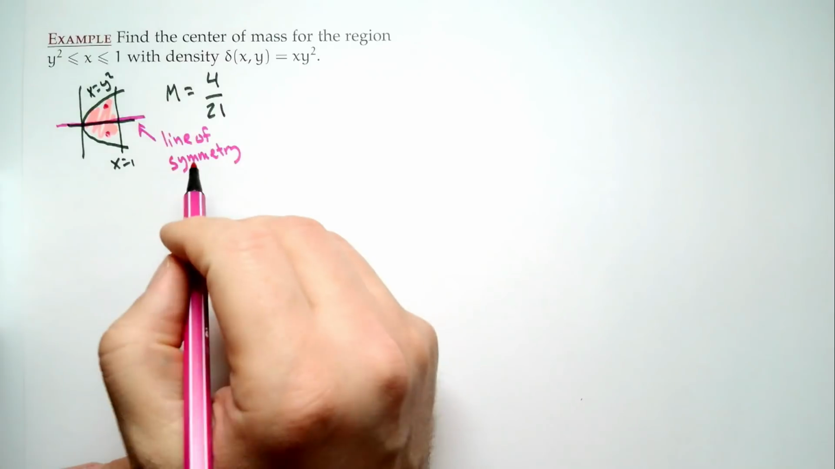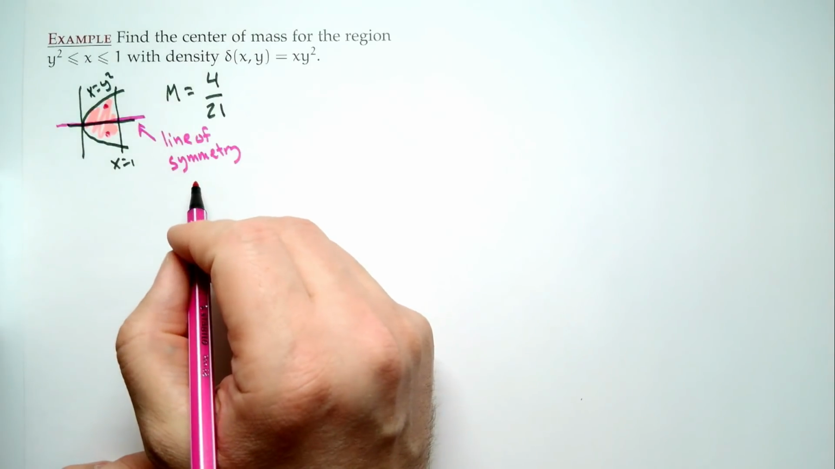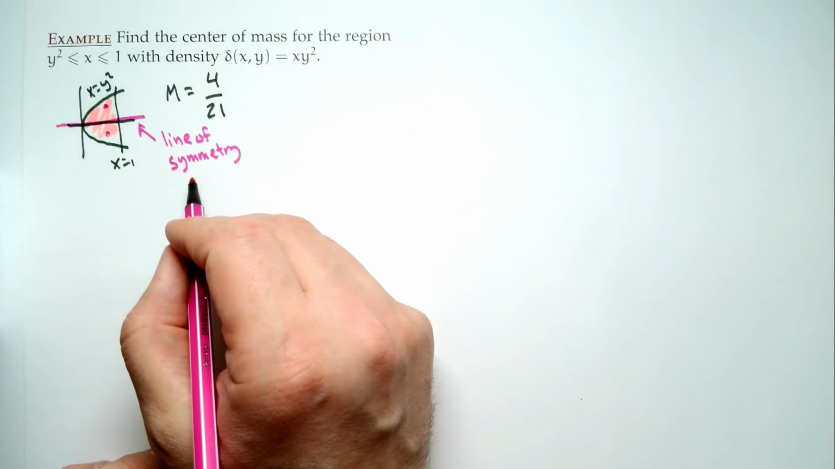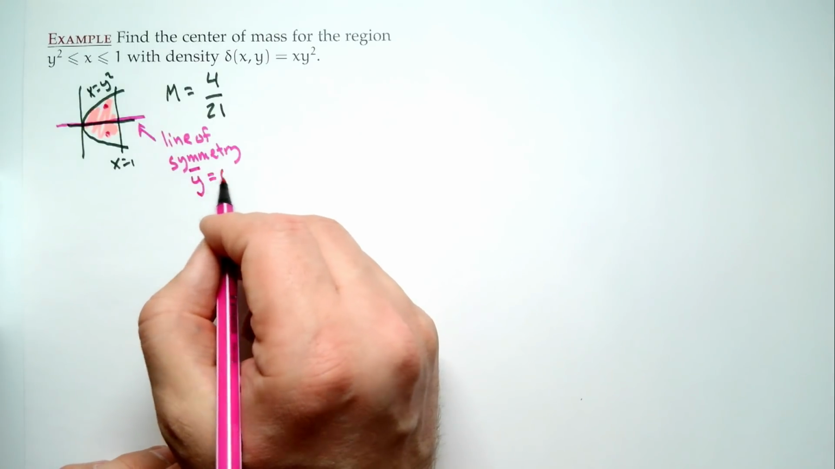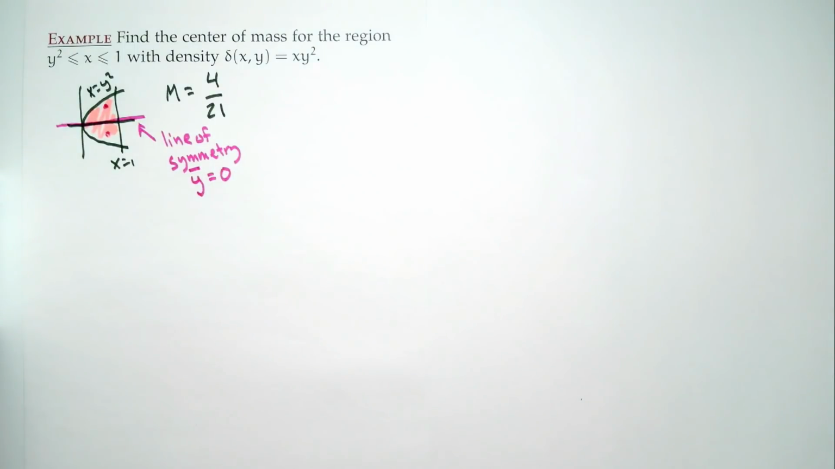So what can we conclude? Well, we can conclude y bar equals 0, because on that line my y-coordinate is always 0. So I find my line of symmetry. I'm halfway done. Amazing! We're halfway done. And it feels like we've hardly done any calculus at all. My favorite type of problem.